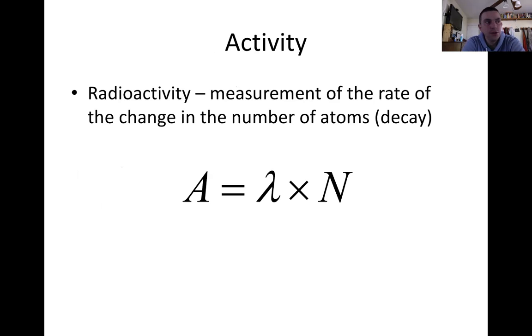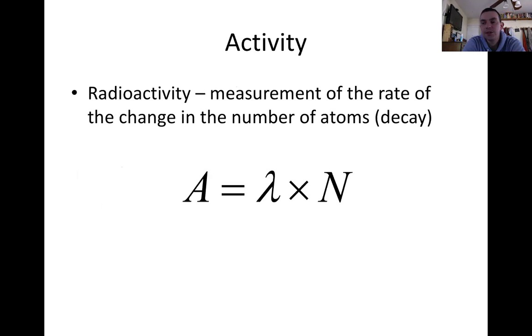Activity is something that you hear all the time when you're talking about radioactive materials. It's a very important concept. It's kind of a strange concept though, because when you hear a high activity, you think it's a physically large size, but that's not always the case, because activity is simply measuring the rate of change. It's not actually measuring the size of a source. It's measuring how quickly a source changes.